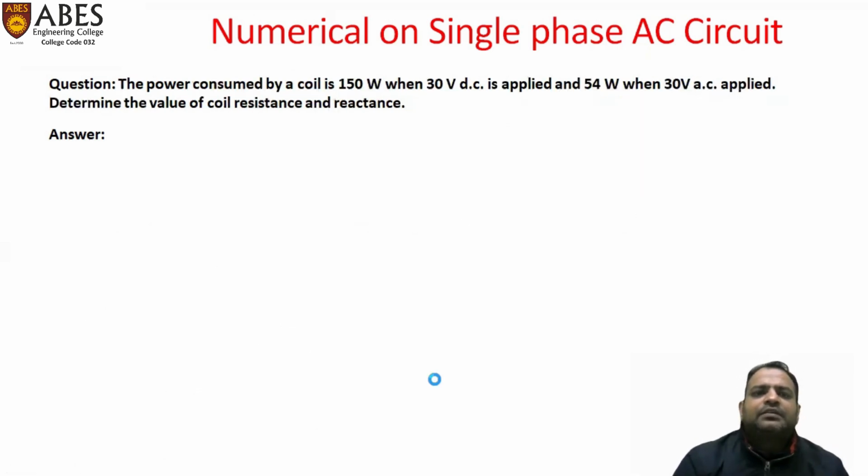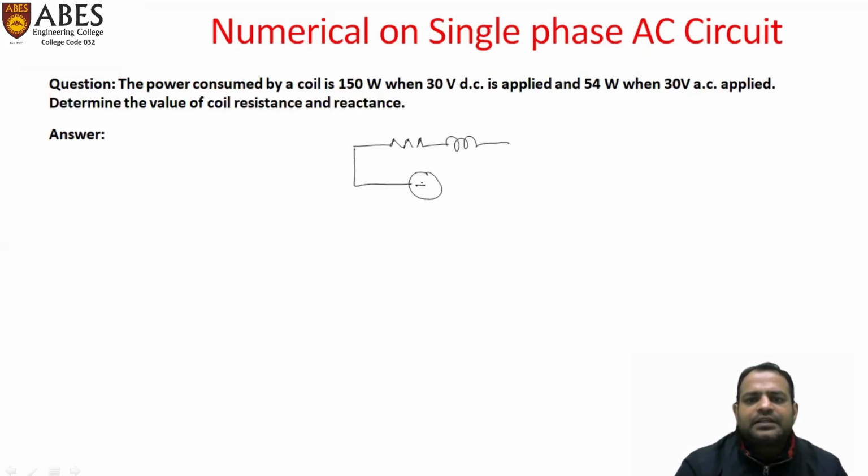Next numerical: we have a coil which consumes power of 150 watt when operating at DC voltage. So we are making a coil with R and L, and the power is DC. It will be operated at 30 volt and taking 150 watt power.